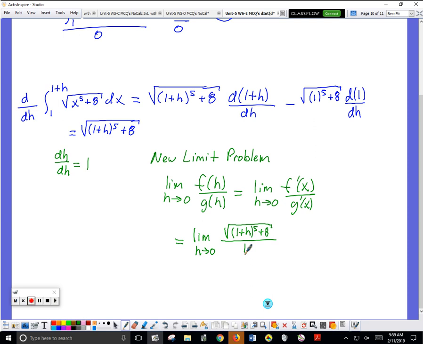Now we solve the limit problem. So, if h is really, really close to 0, this one's easy now. 1 plus really, really close to 0 is 1. 1 to the 5th is 1. Plus 8 is 9. Square root of 9 is 3.